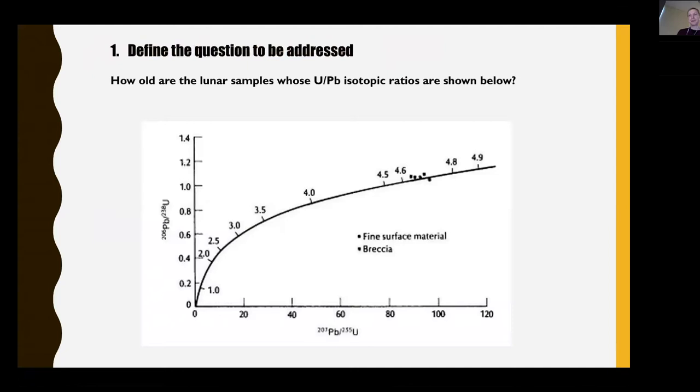So this is actually the simplest example of a box model or a zero-dimensional model that I use when I'm teaching modeling at the undergraduate level. The question to be addressed here, we're given some measurements of isotopic ratios. I apologize for the quality of this figure. It looked better on my computer. But we're given measurements of the uranium to lead isotopic ratio in two different isotopic systems. This is a Concordia diagram, of course. And the dots that are shown, I think you can see my cursor right here, are individual sample measurements of materials collected from the moon's surface. And so the question is, how old are the lunar samples whose uranium lead isotopic ratios are shown below?